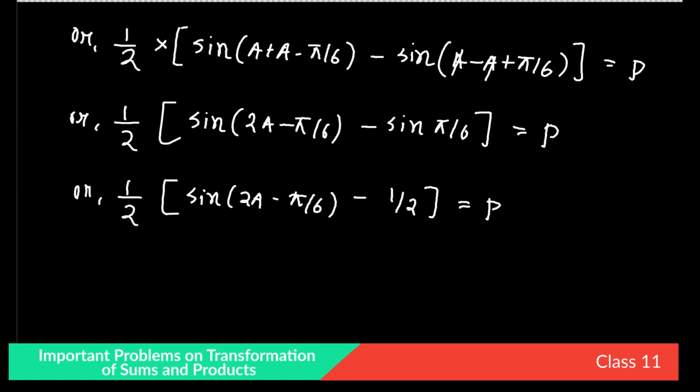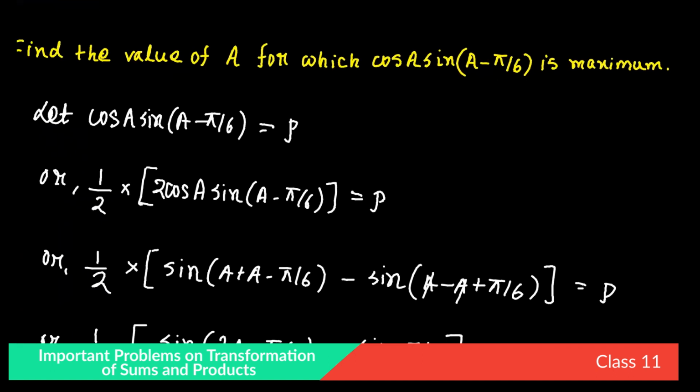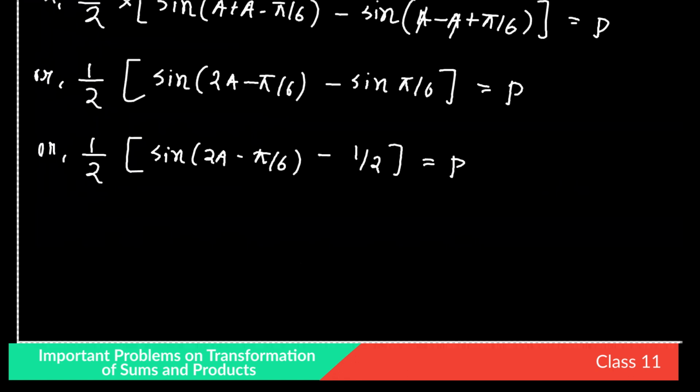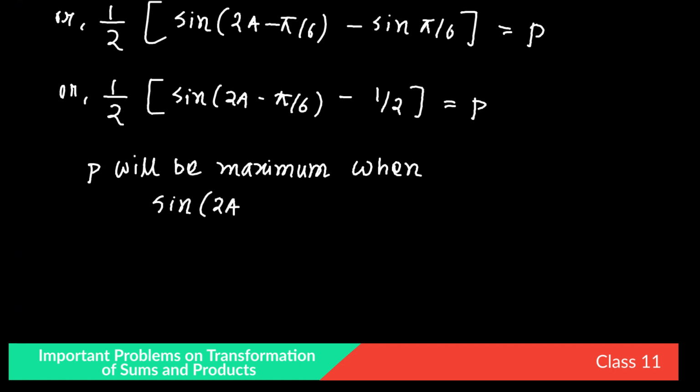Okay, now in the given question we have to find the value of A for which this given expression will be maximum. Now P will be maximum when sine of (2A minus pi by 6) is maximum. Okay, because this term has to be maximum for P to be maximum.